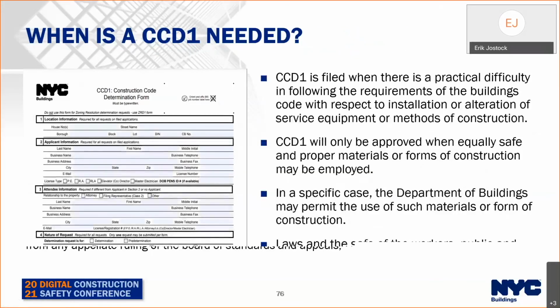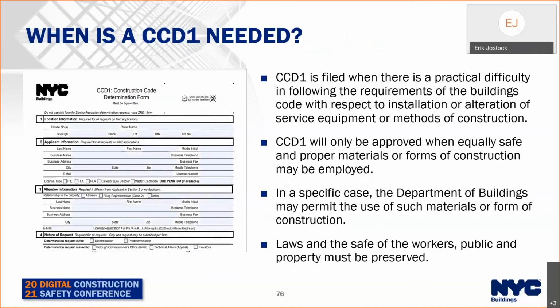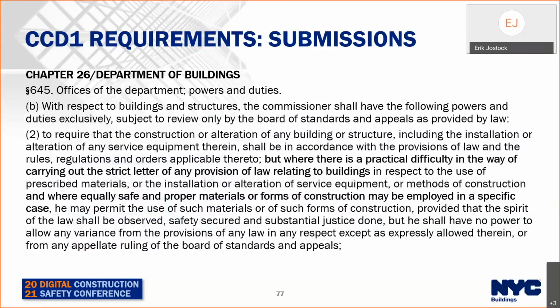This is obviously the form. It's a construction code determination form. This has to be filled out to identify the applicant, the site. Importantly, you need to include a description of the technical topic and the code section that you are requesting a variance of, or an interpretation or clarification of.